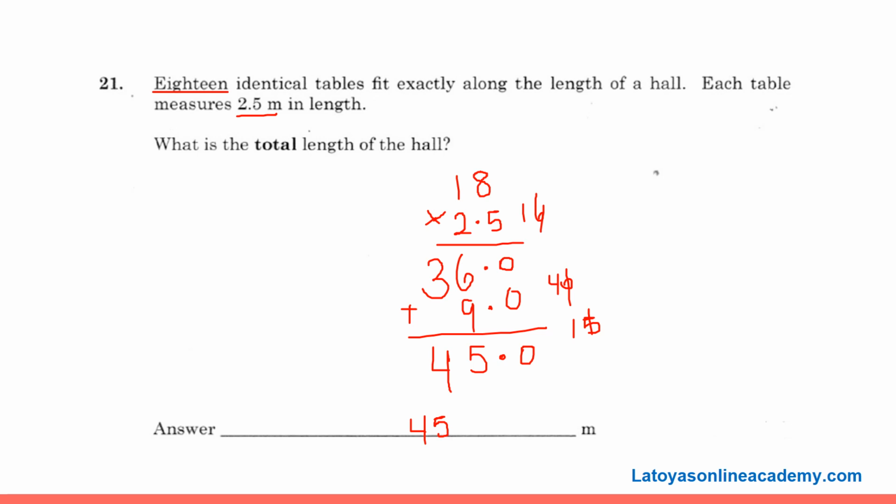Plus 4 is 9. Now I'm going to add. 0 plus 0 is 0. Align my points. 6 plus 9 is 15. Cross out the 5. Put it on the inside. 3 plus 1 is 4. So I'm getting 45.0, which is 45. So what is the total length of the hall? 45 meters.